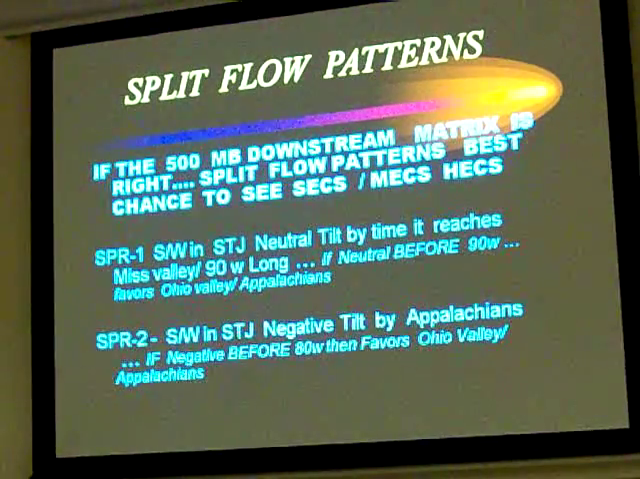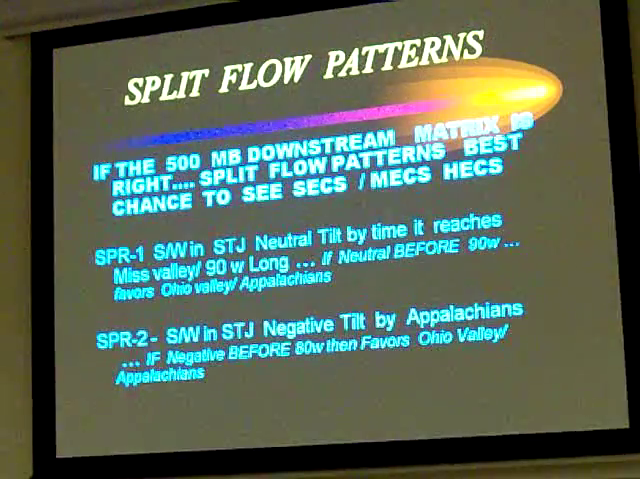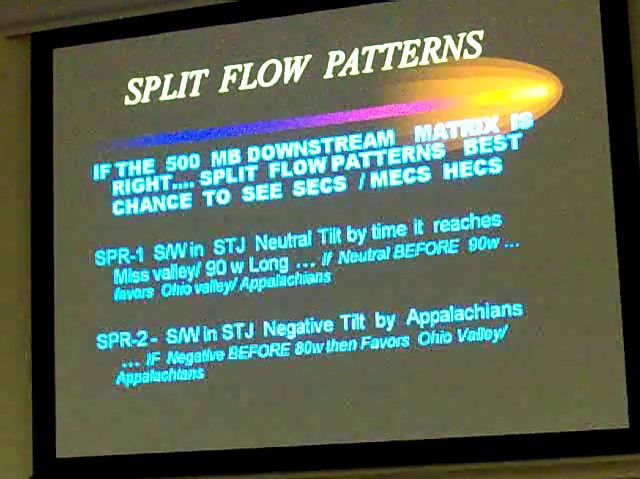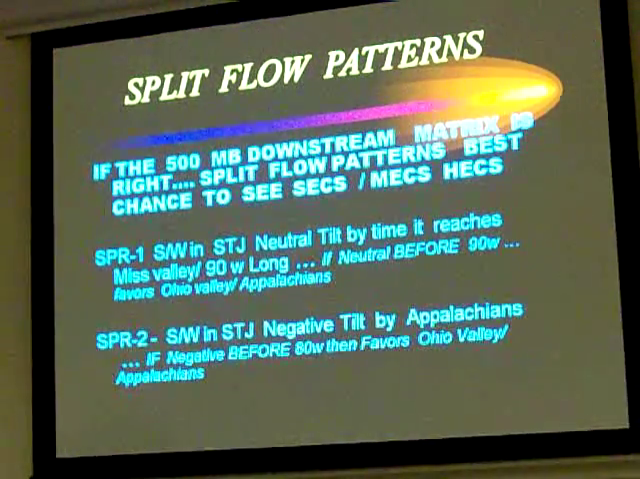Split flow patterns. If the 500 millibar downstream matrix is right, and all your positions are in place there, and everything's set up there, the split flow pattern gives the best chances of seeing a SECS, MECS, or HECS: a significant major East Coast snowstorm.